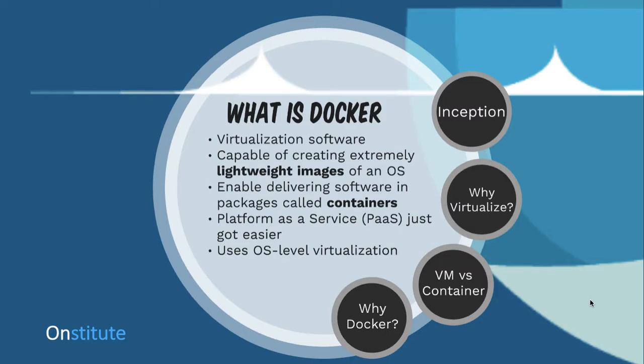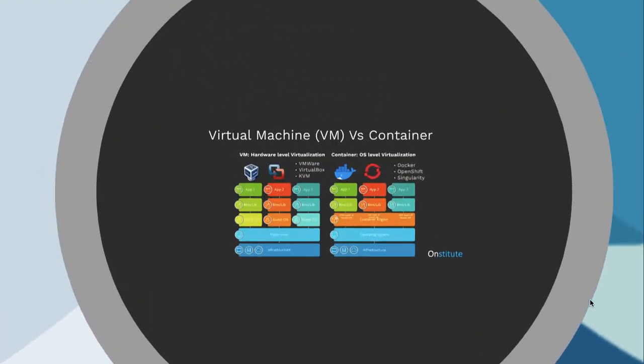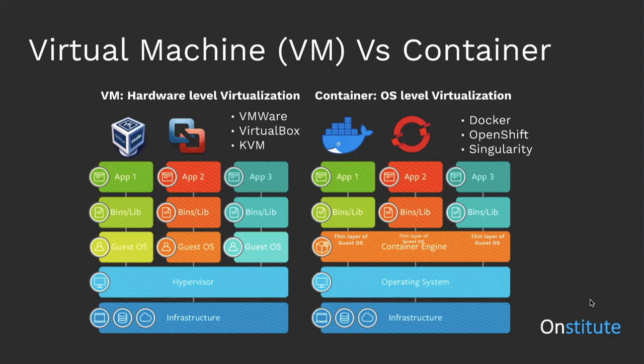Now, let us understand different types of virtualization techniques. In this video, we are going to learn about two major types of virtualization technique. The first one is virtual machine or VM, and the second one is container. For easy understanding, you can think of VM as hardware level virtualization, whereas container as operating system or OS level virtualization. The examples of VM include VirtualBox, VMware, KVM, etc. Whereas examples of container-based virtualization include Docker, OpenShift, Singularity, etc.